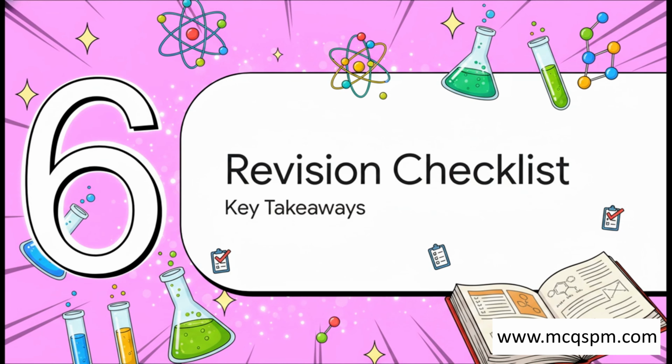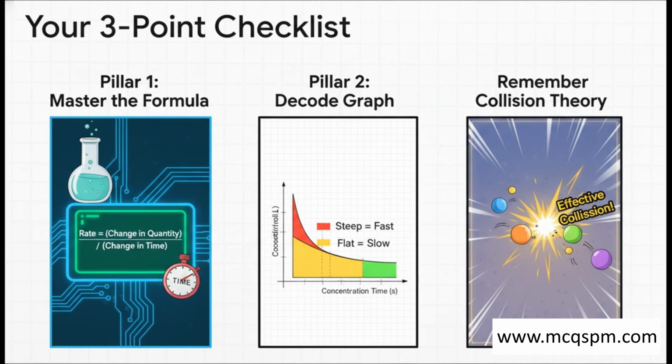Okay, that was a lot of info, I know. But we've broken it all down. Let's just quickly summarize everything into a final checklist you can use for your revision. Here are the 3 main things you need to walk away with. 1. Know that simple formula for average rate. 2. Be able to read the story of a graph. Steep means fast, flat means slow, horizontal means stop.